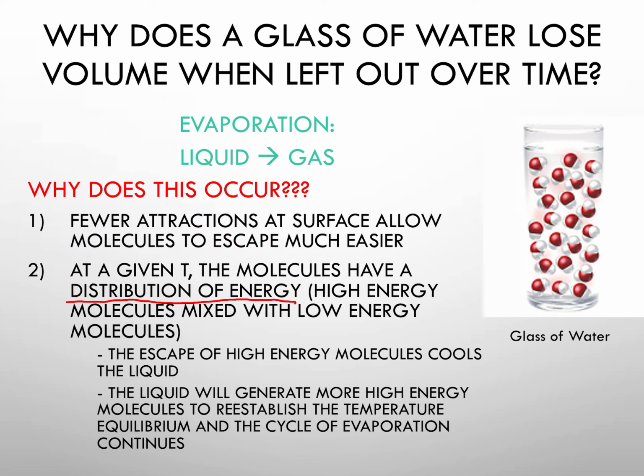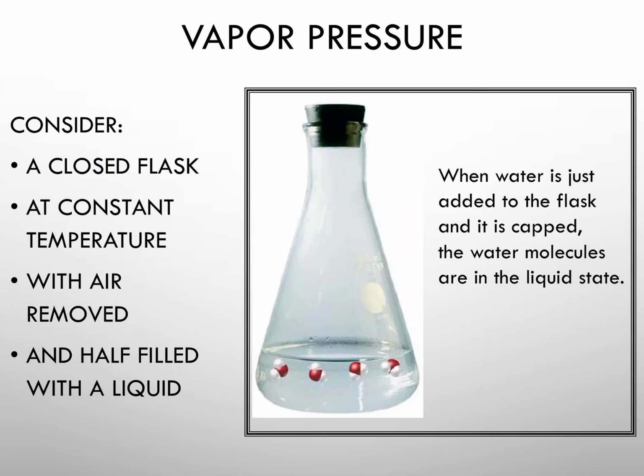But again, it's all because of this distribution of energy. Some molecules will have enough energy that they can escape, and over time another molecule will have enough energy to escape, and another molecule will have enough energy to escape, and so on and so forth. So that's why evaporation happens at room temperature: we are looking at a distribution of energy, not just that they all have the same energy.